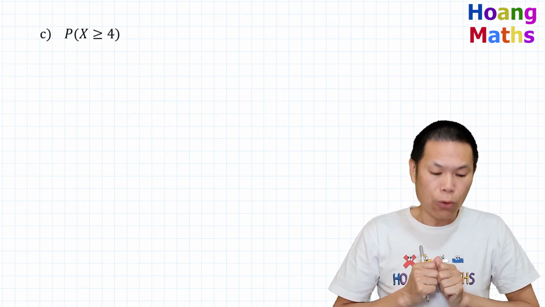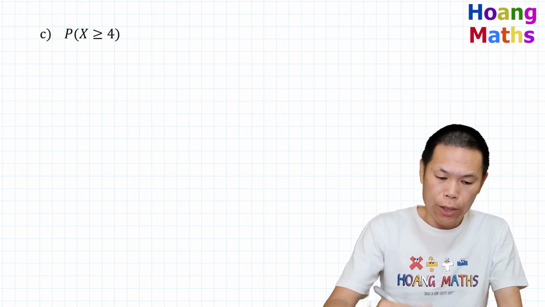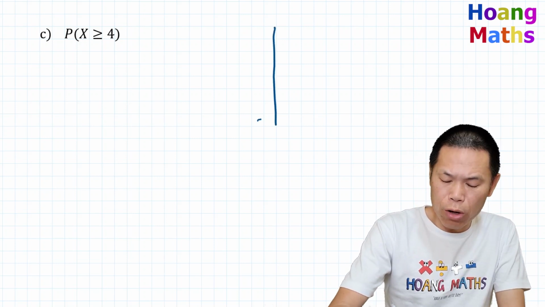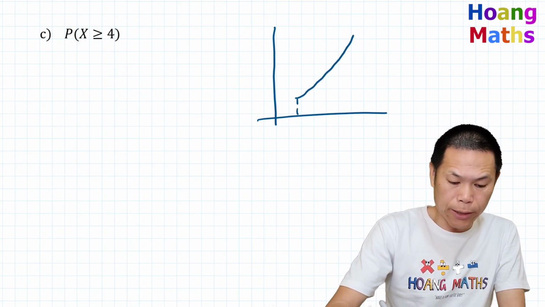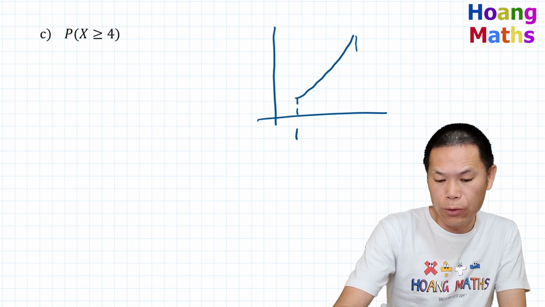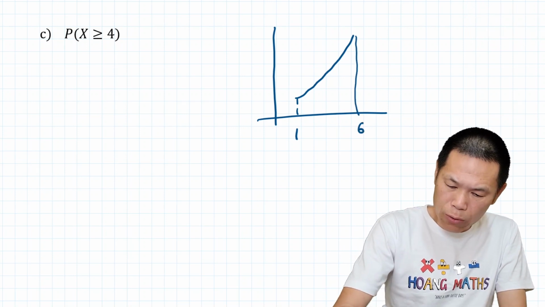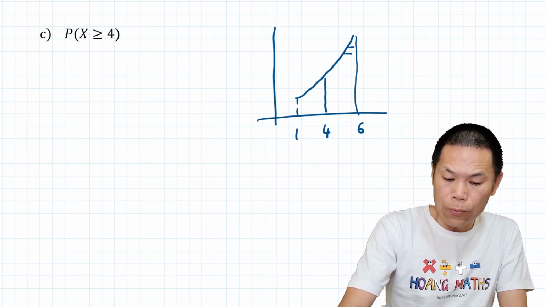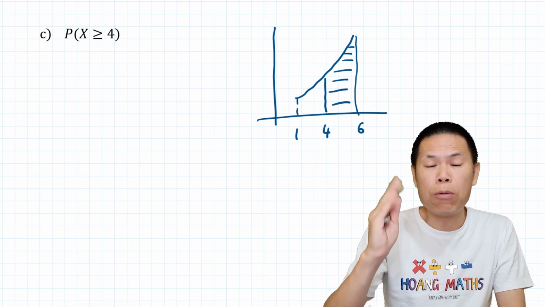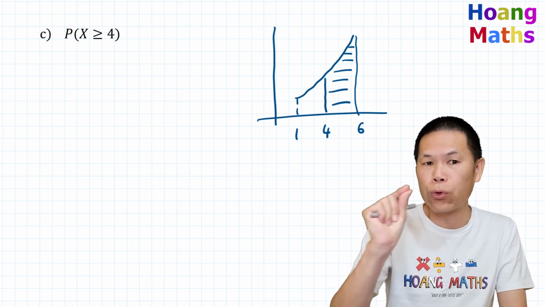Part C. So we need to work out the probability that X is greater than or equal to 4. Let me just draw the probability distribution function graph for you, so it's easy to understand. We start from 1 to 6, right? That is the domain. Now we just need to work out the probability that X is greater than 4, which is exactly the same as the probability from 4 to 6.